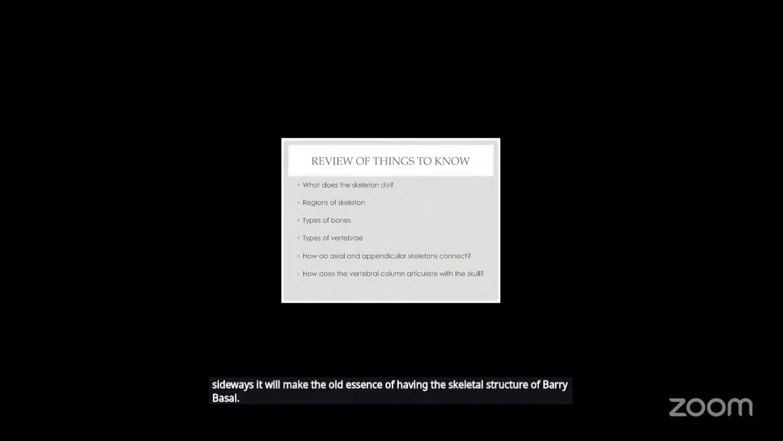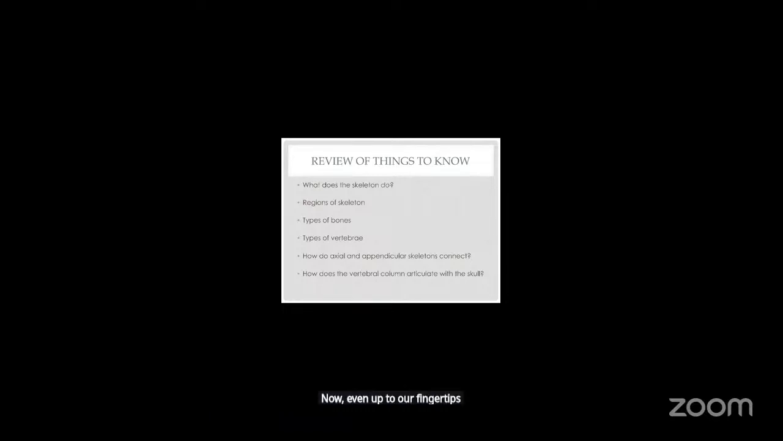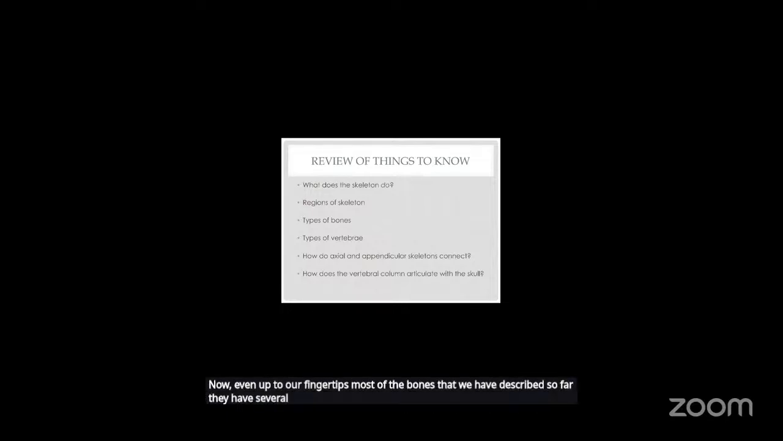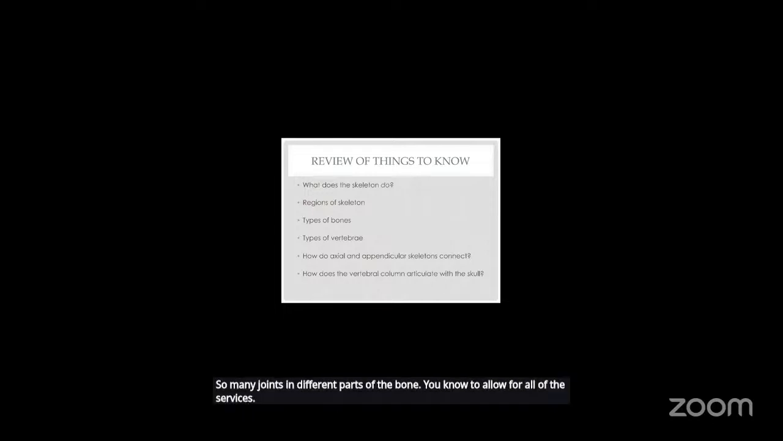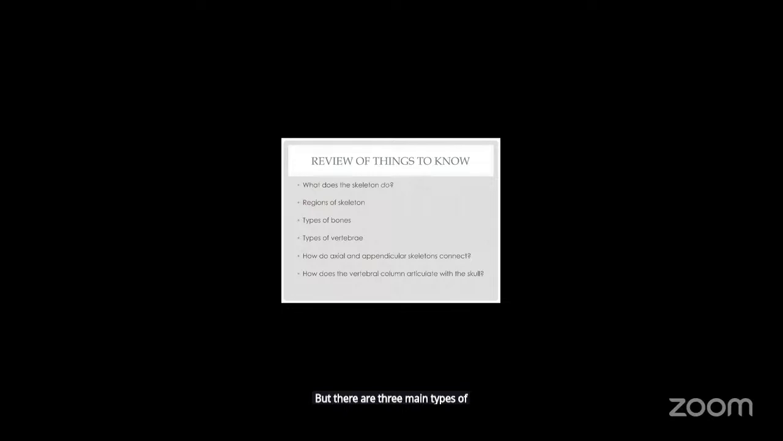Even up to our fingertips, most of the bones that we have described so far have several points of articulation, which allows for maneuverability of these bones. So it allows for so much flexibility. We can move, we can bend, we can twist, we can grasp, we can release, we can go sideways, so there are so many joints in different parts of the bone to allow for all of these effects. But there are three main types of joints in terms of bones.